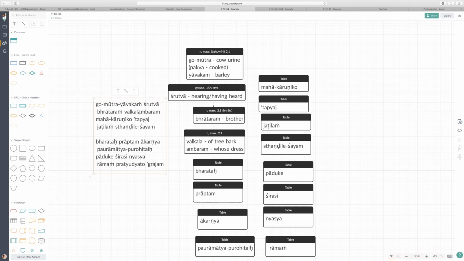Okay, Mahakaruniko. And what is the actual ending? Karunikaha, yes. And that's one of the most common sandhis which is there. And it means?